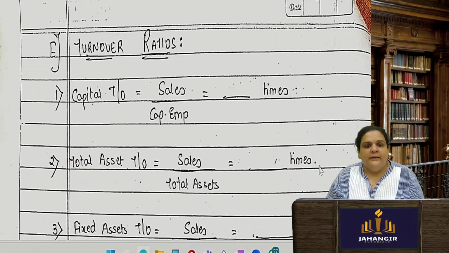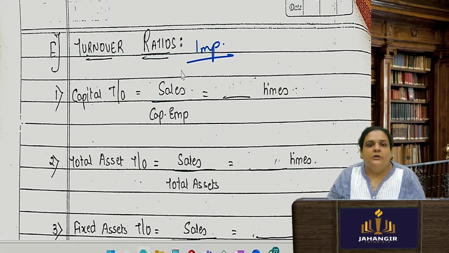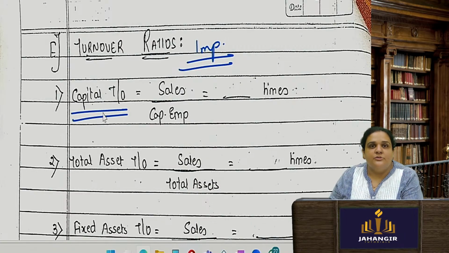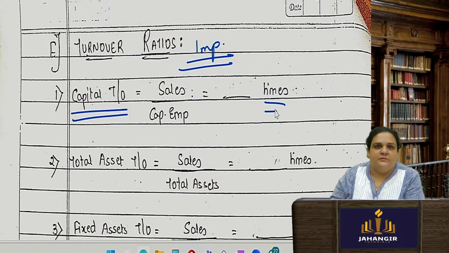Next is your turnover ratios. Important. Turnover, everything relating to your revenue and sales. Revenue, sales, one and the same thing. Capital turnover ratio. All these ratios you will find sales at the numerator. Turnover, it is always sales at the numerator. Capital turnover means sales upon capital employed. It will always be in times. 5 times, 4 times, 2 times.